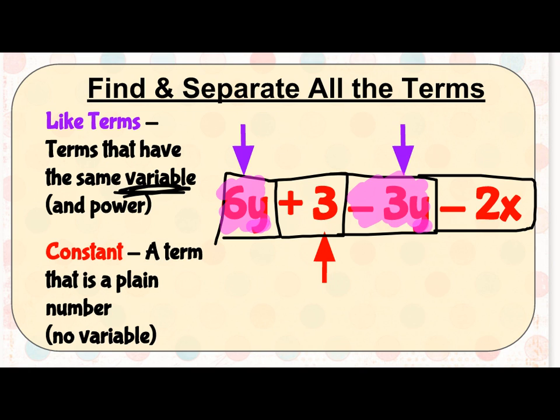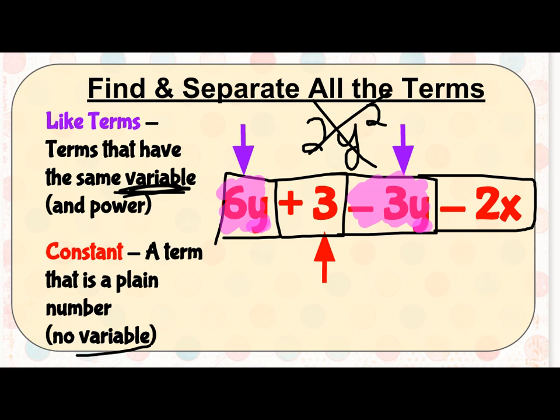Okay, now remember, if I were to have a 2y squared, that would not be a like term because the y is squared instead of just a regular y. The variable and the power have to match exactly for them to be like terms.